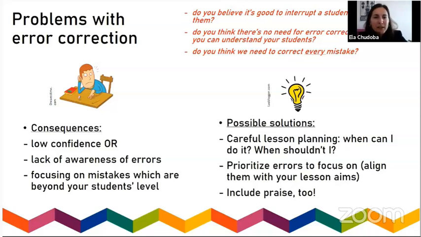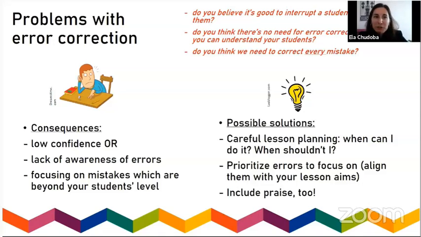And such mistakes might lead to very low confidence on the student's part. Students might then be very reluctant to speak in class. They might be very reluctant to use English in real life just because they know they're very bad at it. On the other hand, if students have no experience with good and sensitive error correction, they might be unaware of their mistakes. And another thing that teachers might be doing wrong as a consequence of such misconceptions is that they might be focusing on errors which are way beyond the student's level.